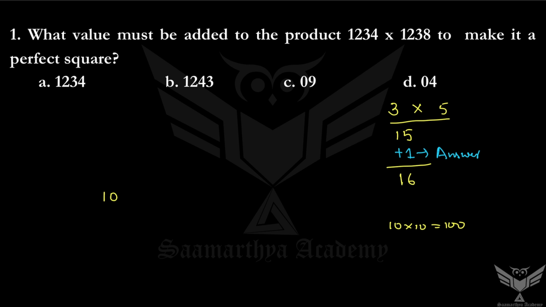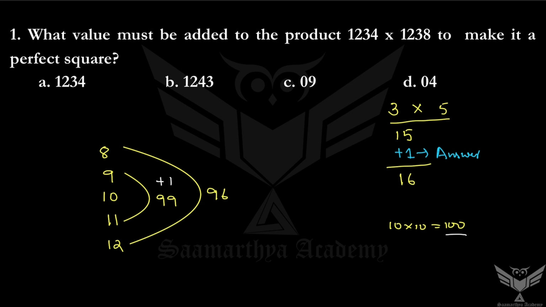Now, I'll change the numbers to 9 and 11. If I multiply these two, 11 into 9 is 99. How much do I need to add to make it a perfect square, that is 100? It is 1. The same way, if I change the numbers to 8 and 12, 8 into 12 will be how much? 96. So to make 100, I need to add 4. Similarly, if I change it to 7 and 13, this product is how much? 91. So I need to add 9 to make it a perfect square.